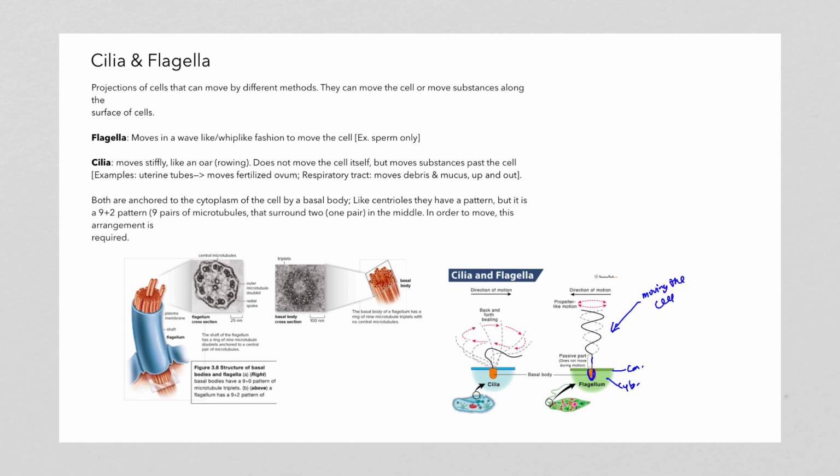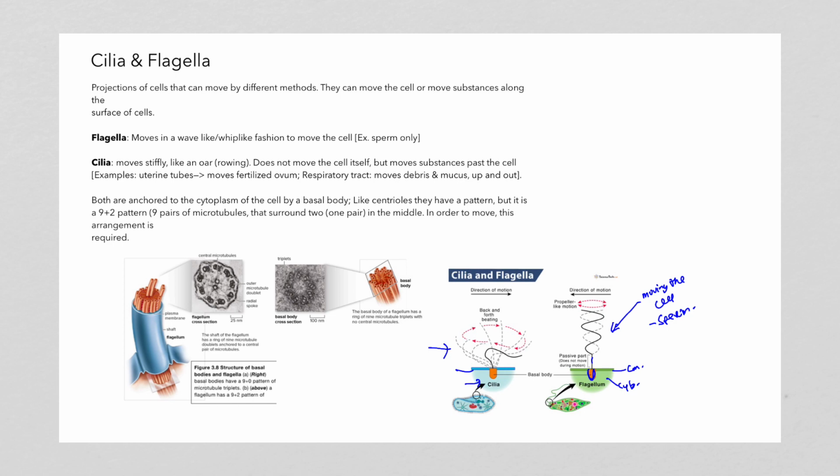And there's only one cell in the body that has this, and that cell is sperm. Okay, your cilia, it's pretty similar too. It anchors down below the plasma membrane and into the cytoplasm. It has a basal body. It's also got this long projection, but the way that it moves is a little bit different. If you think of sculling or rowing, it has that motion as if the individual is rowing.